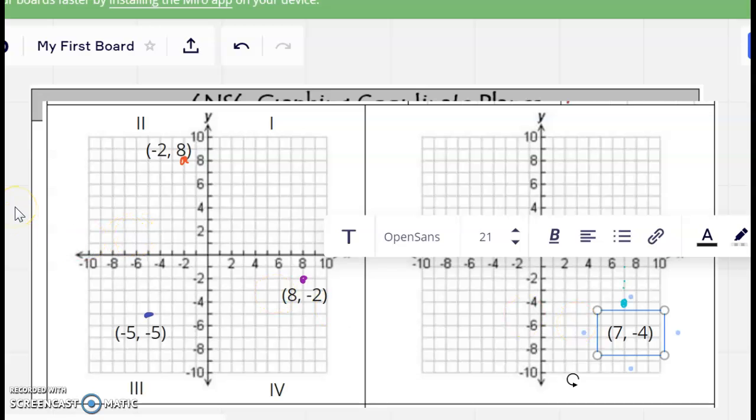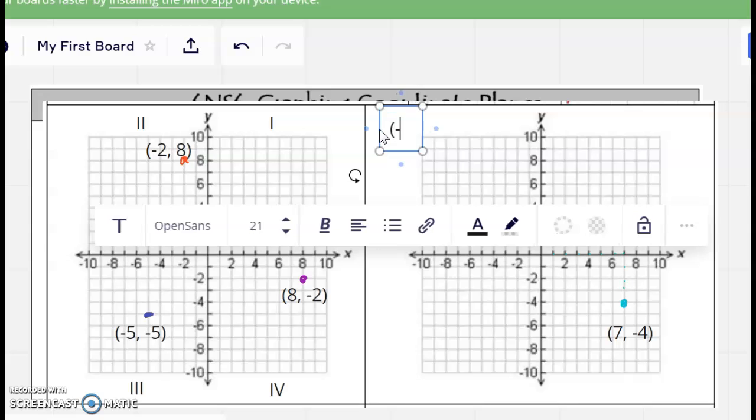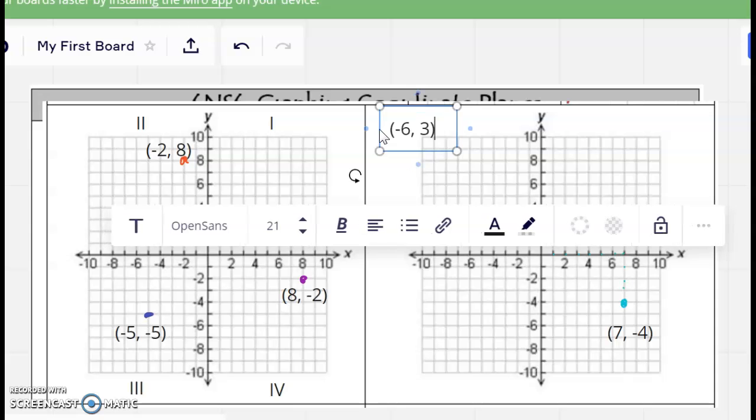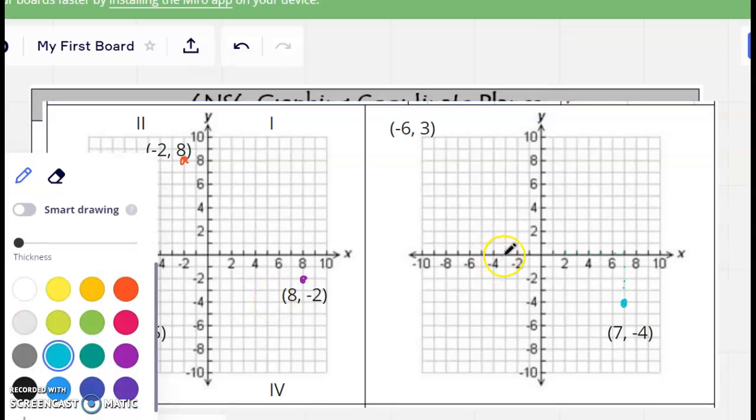All right, and then let's try one more point, because I think you're getting the idea, where we are going to do (-6, 3). All right, so the first value is negative 6, so that would be on the x-axis.